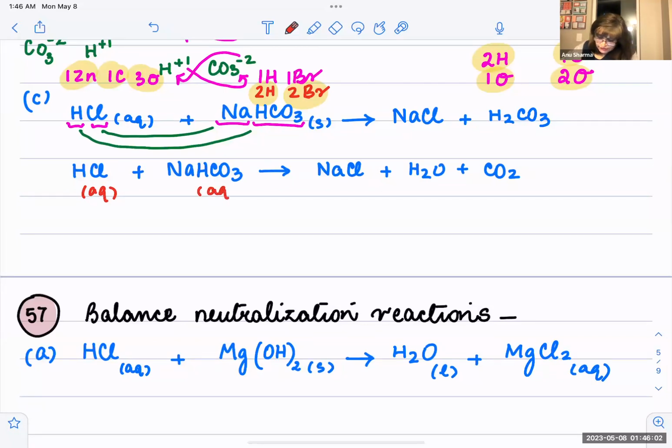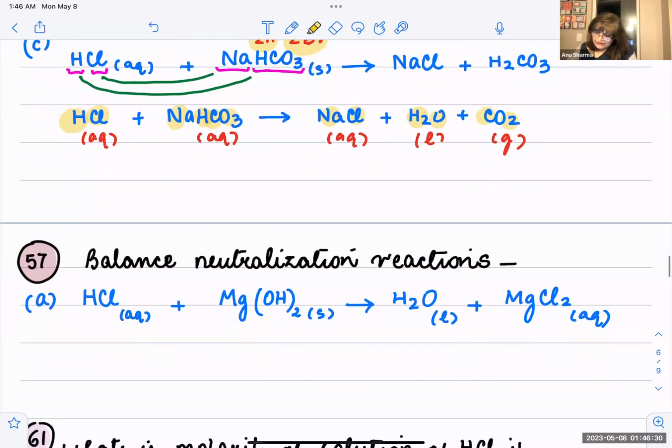Now, another thing, it's very important, this is aqueous. This is also aqueous, soluble in water, sodium salt, right? Sodium chloride is also soluble in water, aqueous. Water is liquid, and carbon dioxide is gas. And if you look at it, it's all balanced. So 1 hydrogen and 1 hydrogen make 2 hydrogens. 1 chlorine, 1 sodium, 3 oxygens here together, and 1 carbon, all balanced.